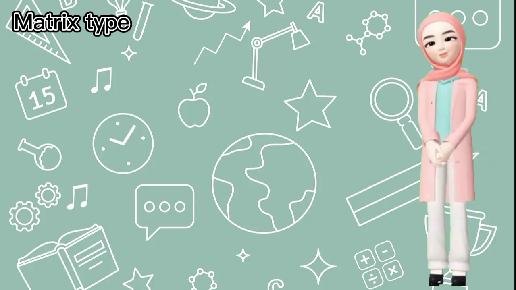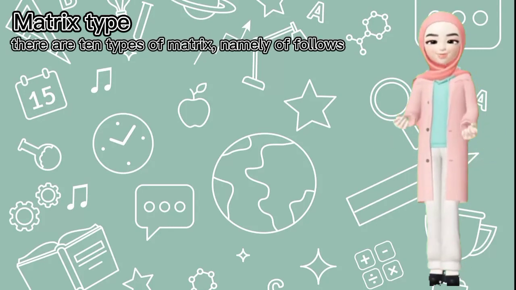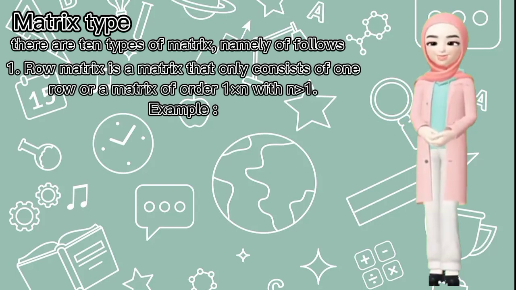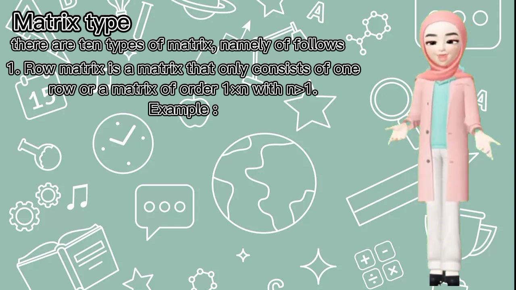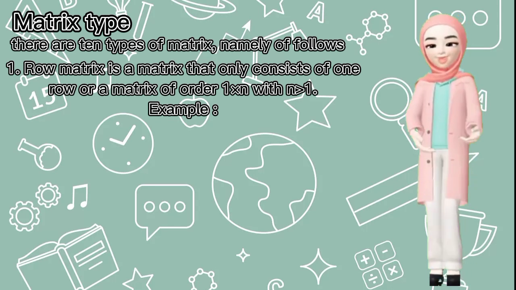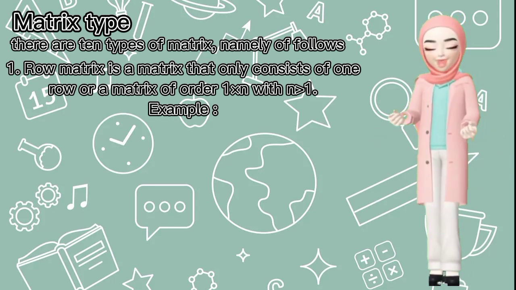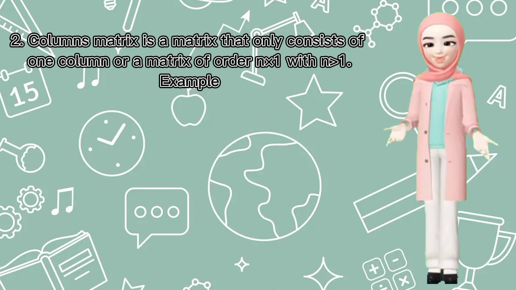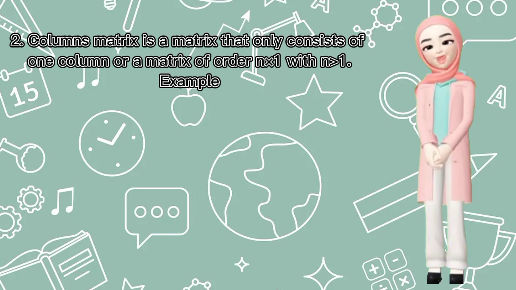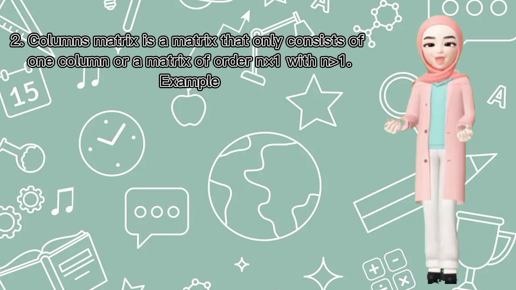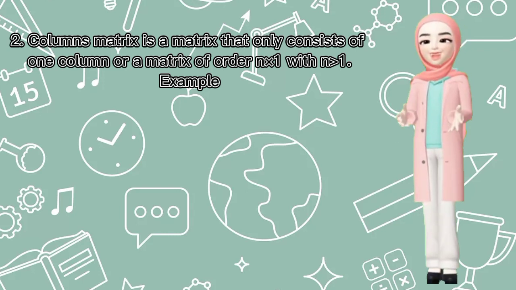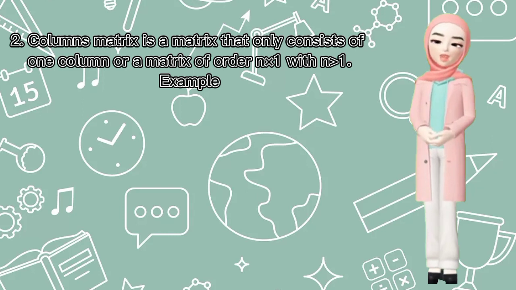Matrix types. There are 10 types of matrix, namely as follows. 1. Row matrix is a matrix that only consists of one row, or a matrix of order 1 times n with n more than 1. Example. 2. Column matrix is a matrix that only consists of one column, or a matrix of order n times 1 with n more than 1.